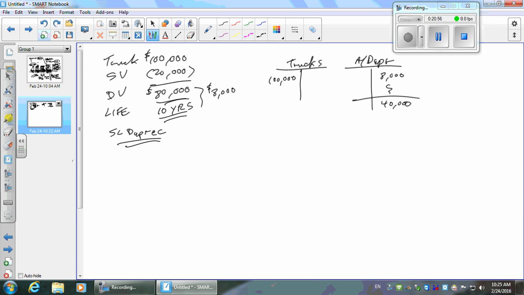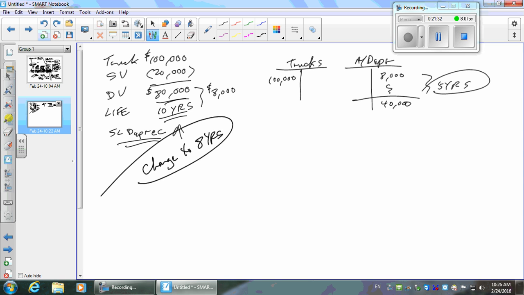So 5 years have gone by. And now we decide we were way too optimistic. It's only going to last 8 years. I'm using it more than I thought. We were only in Louisville, and now we're all over Jefferson County. Maybe we expanded, maybe we go into Southern. So we're putting more miles on it. We decide that, so now I change my life to 8 years.